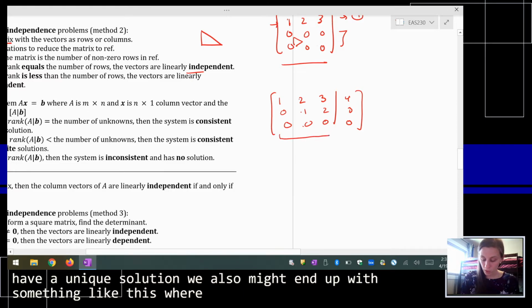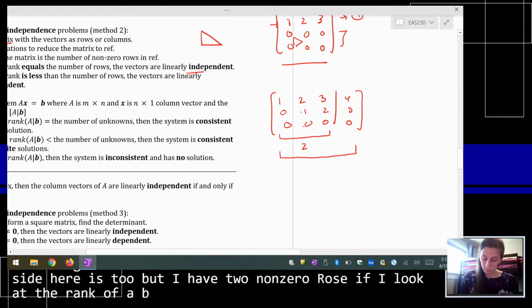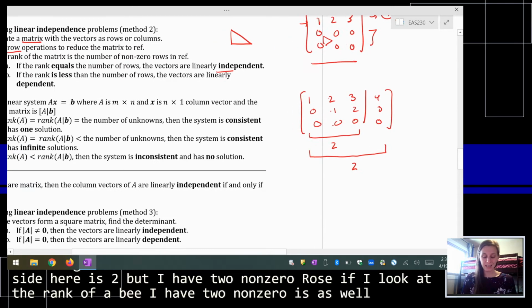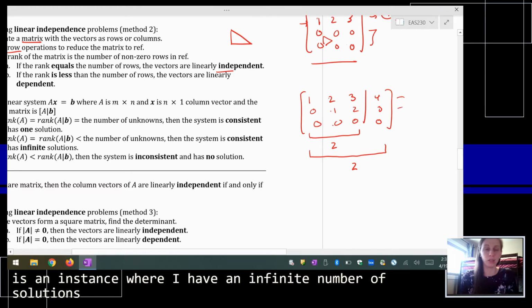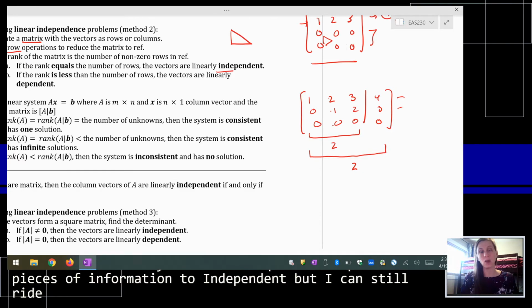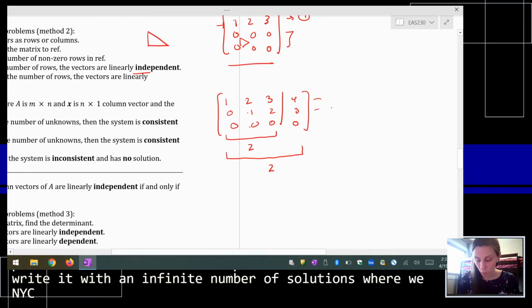We also might end up with something like this, where the rank of A, if I look at this side here, is 2, because I have 2 non-zero rows. If I look at the rank of AB, I have 2 non-zero rows as well. So this is an instance where I have an infinite number of solutions. I only have 2 independent equations, but I can still write it with an infinite number of solutions. We saw this before, and we'll go over an example in class.